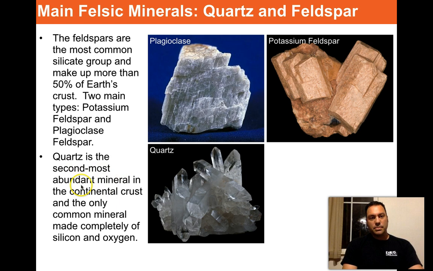Anyway, quartz is the second most abundant mineral in the continental crust and the only common mineral made completely of silicon and oxygen. So silicon and oxygen is all you're going to find in quartz. Once you get into plagioclase and potassium feldspar, obviously it's called potassium feldspar because there's potassium in it. But there are other elements that are mixing in here to create those minerals.